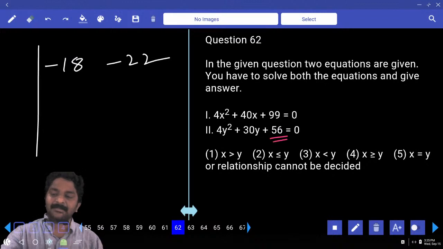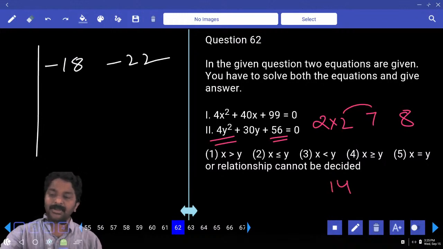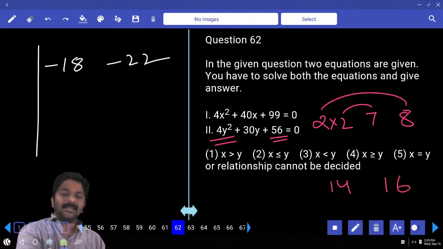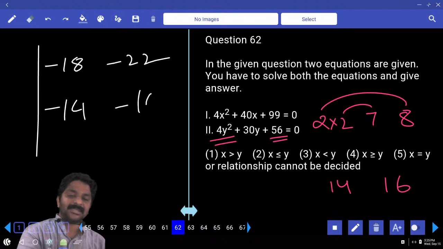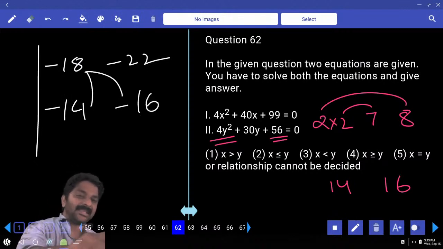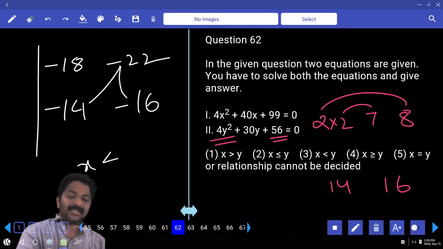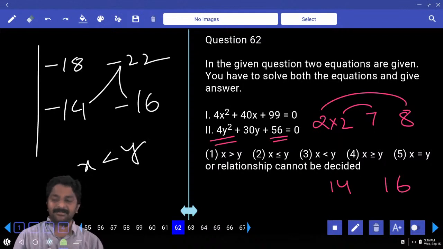Now 56 can be written as 7 into 8. 4 can be written as 2 into 2. Now the combination 14 and 16. Minus 14 minus 16 are our factors. x less than y is our final answer, which is the third option.